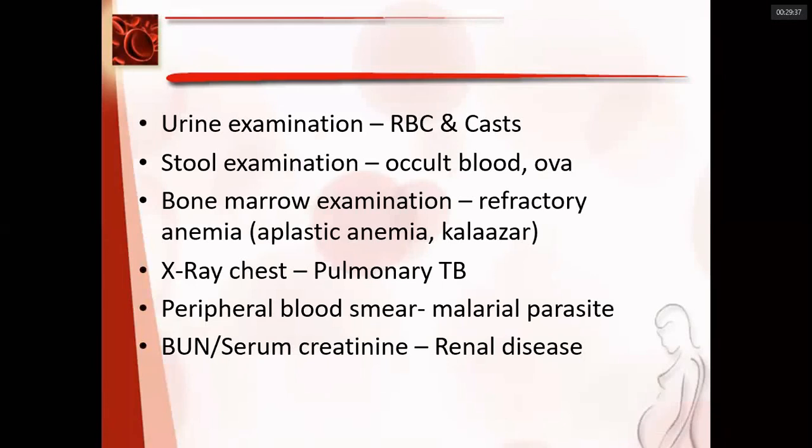Other investigations that we send are urine examination that may show microscopic hematuria or red blood cells, or even asymptomatic bacteriuria. It may be a cause or predisposing factor for anemia. Stool examination we do to rule out occult blood. If there is chronic GI blood loss or upper GI loss, it may show occult blood positive. And there may be chest X-ray, peripheral smear showing malarial parasite, and there may be renal disease. So we do blood urea nitrogen and serum creatinine.